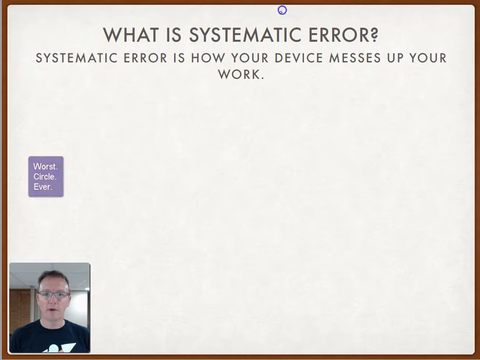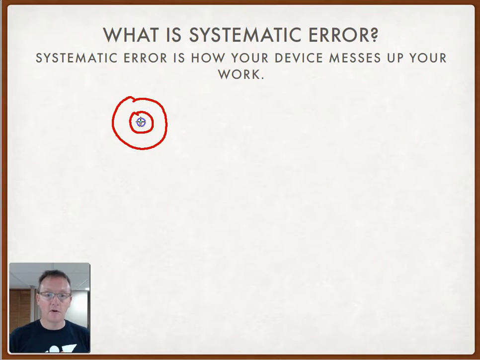Wow, that was terrible. I'm going to go ahead and erase that. See if I can do it a little bit better here. So you've got a target like so, and somebody comes along with a bow and arrow and hits an arrow here, here, here, here, and here. Okay. Now that grouping is very tight. So my guess is that they had systematic error. So what was the problem? The problem was not the person. The problem was the bow itself. So this is where the device causes problems.